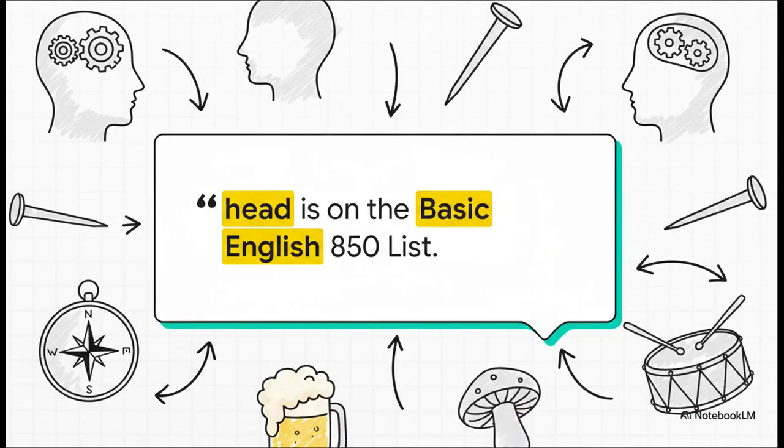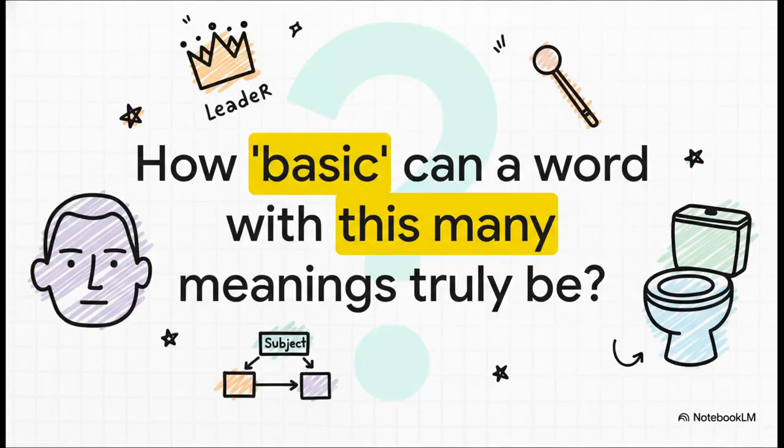So get this. According to the Simple English Wiktionary, the word head is officially on the Basic English 850 list. You can think of that list as sort of the greatest hits of the English language, the 850 most essential words you need to get by. And that right there is the big question, isn't it? When a single word can mean a part of your body, a boss, a bathroom, and even a concept in grammar, how can we possibly call it basic? Well, that's exactly what we're going to unpack.